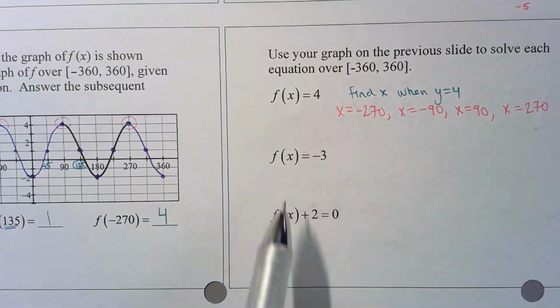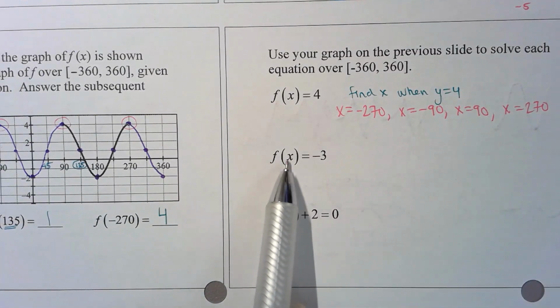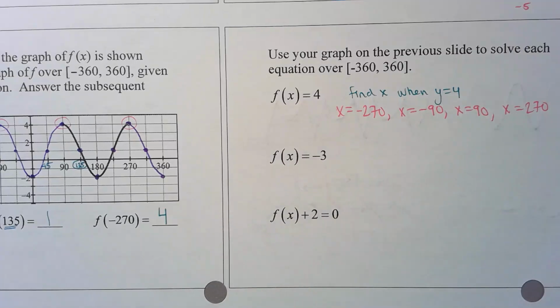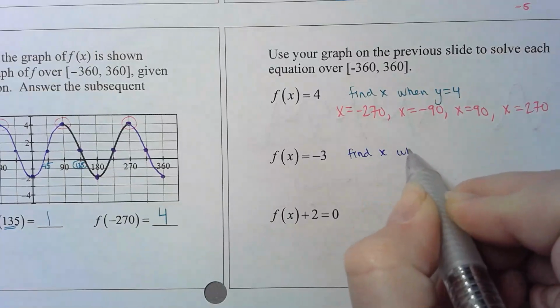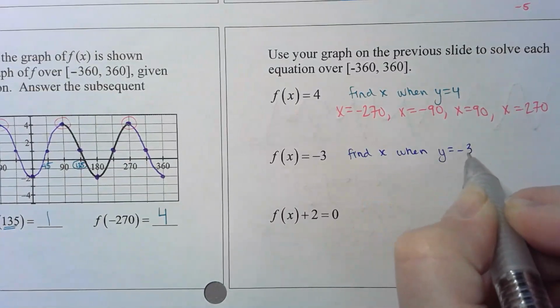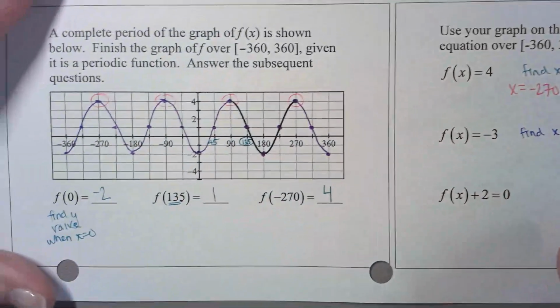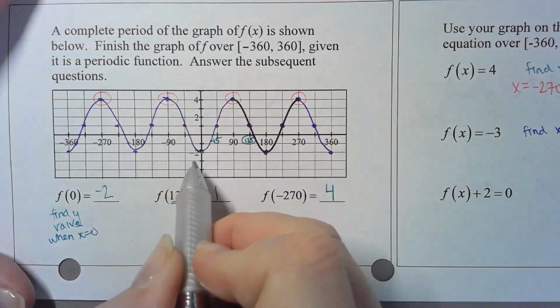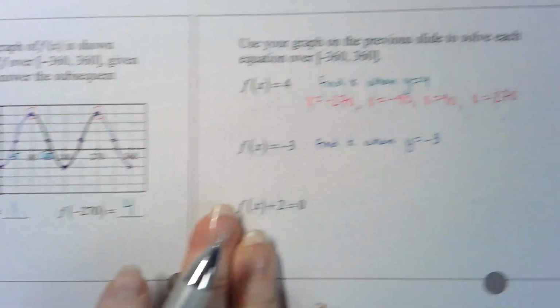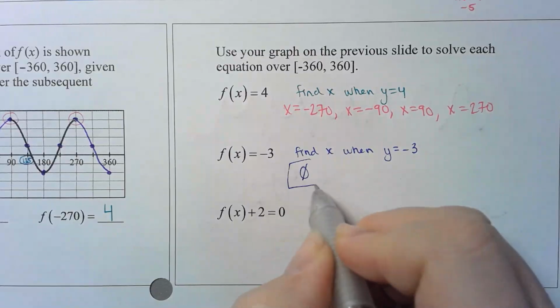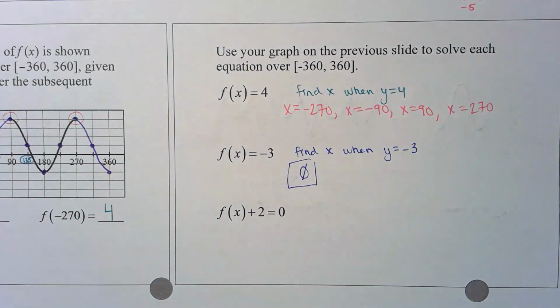Okay. Let's look at the second question. It says f of x equals negative 3. So they're saying find the x when y equals negative 3. All right, here's negative 3 down here. Oh, the graph never gets down there, does it? So I'd say no solution. The graph doesn't get lower than negative 2, does it?